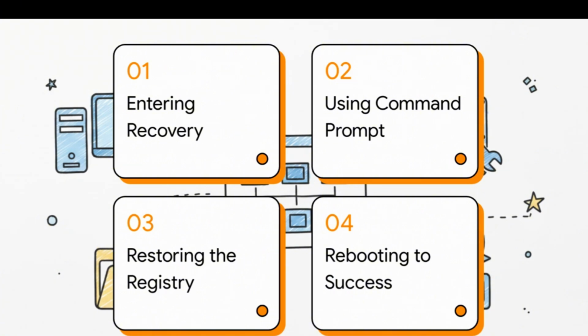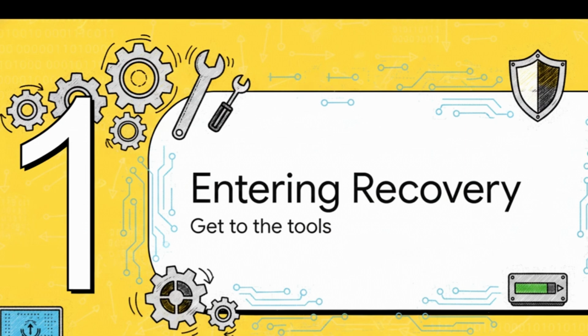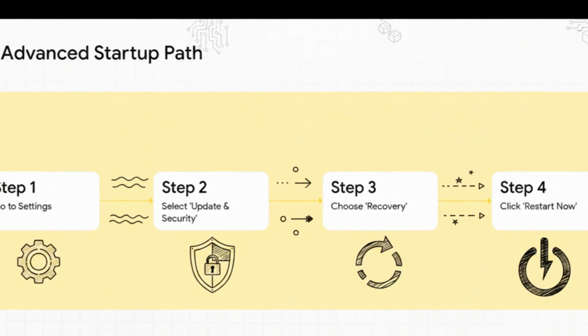Let's dive in. Okay, first things first, we have to get into a special startup mode that gives us access to all the repair tools we're going to need. Now, this first method works if your PC can still boot up but is maybe a little unstable. You're going to head to Settings, then click on Update and Security, and find the Recovery tab. Under Advanced Startup, go ahead and click Restart Now. Now, if you can't get into Windows at all, you might need to force a shutdown 3 times in a row. That should trigger this same recovery environment automatically.